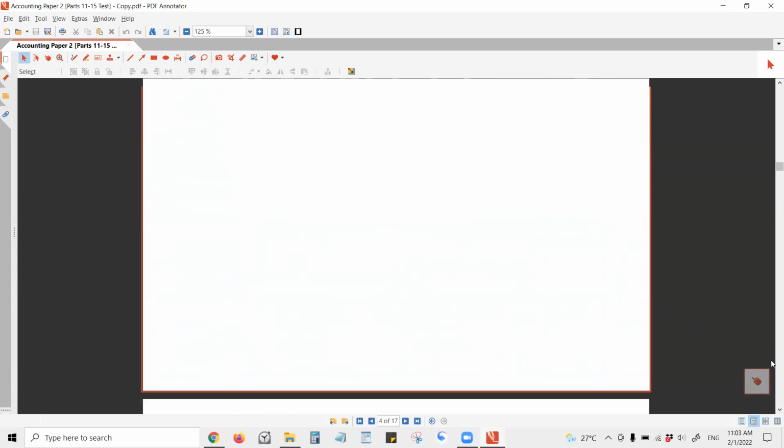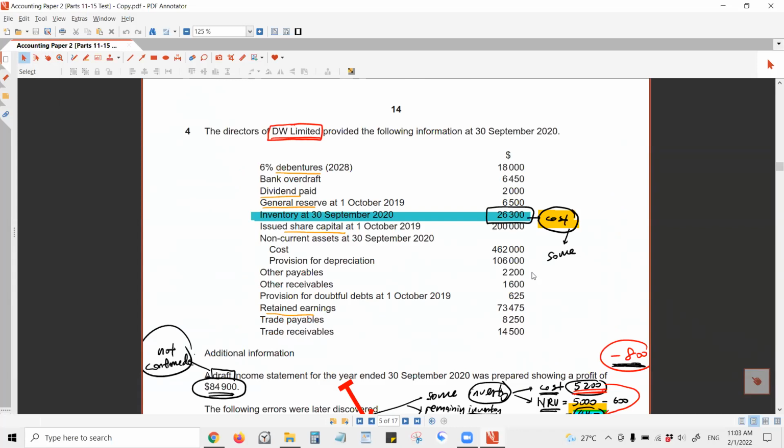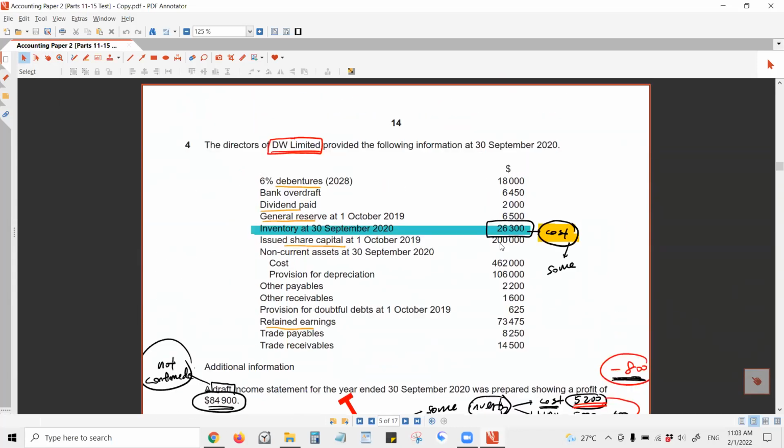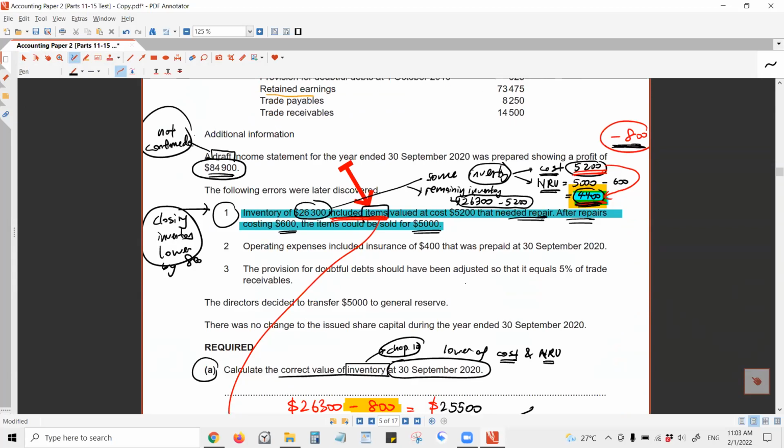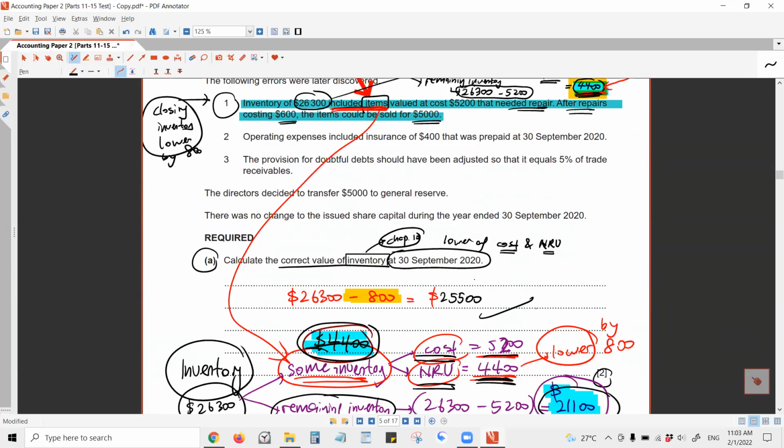So have a look at this question. Question 4 is a company's question. Whenever you see the word limited, it indicates that you are doing a company's question. And then part A, we have done the inventory valuation. Okay, we found it to be 25500.